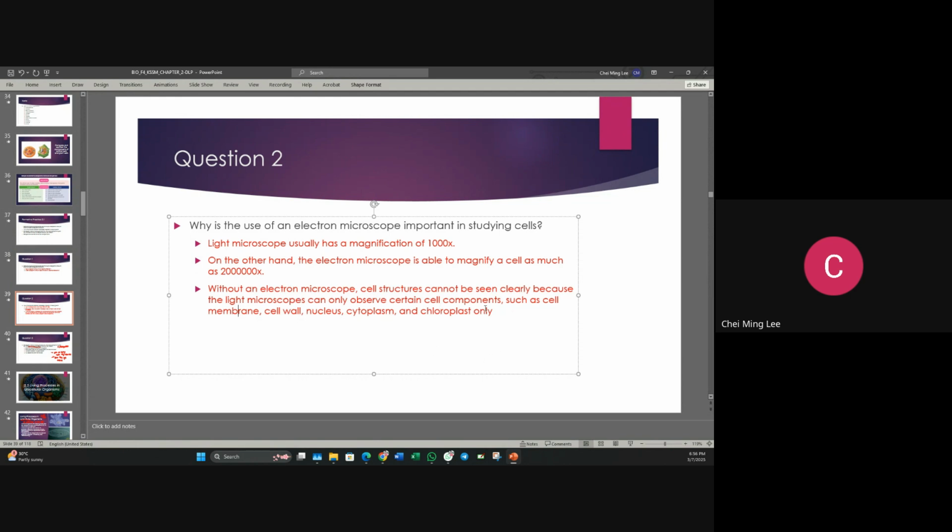observe certain cell components like your membrane, cell wall, nucleus, cytoplasm, and chloroplast only. Those are the big organelles. They are only able to see those big organelles. However, with the electron microscope, it is able to magnify even bigger, so you can see all of them. Okay, that's the reason.